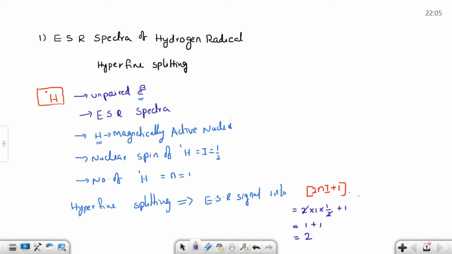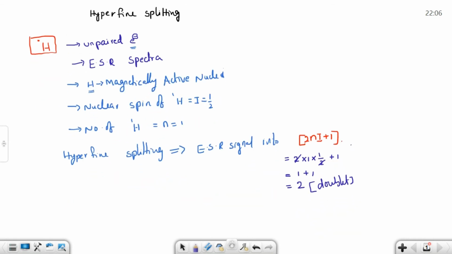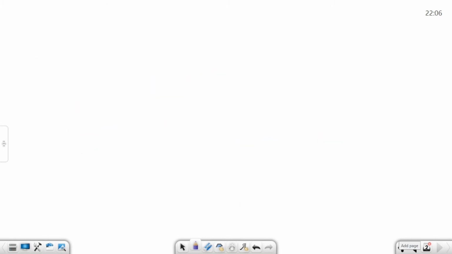So that means the hydrogen radical is going to give a doublet in the ESR spectra, and the signal intensity we are going to observe is in a 1:1 ratio.